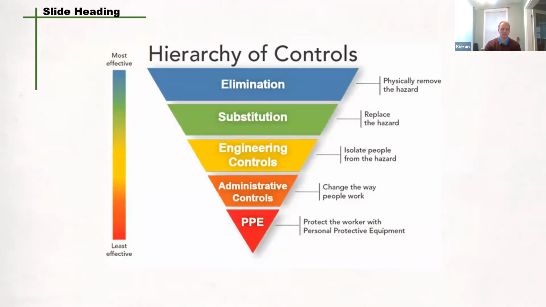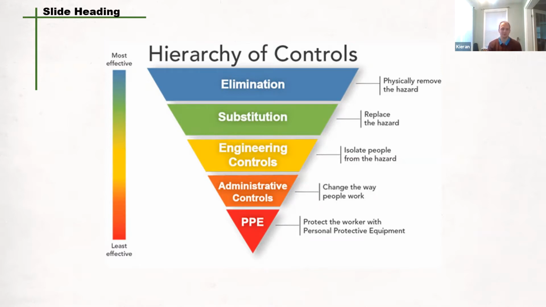Now we'll take a look at the hierarchy of controls. This is a main focal point of health and safety. Any safety professional you might talk to has referenced or seen this numerous times. If we look at the top, elimination and substitution are the two best methods of control. On the left-hand side there's a bar that goes from most effective to least effective. The ones we're going to be taking a look at today are engineering controls, administrative controls, and PPE.